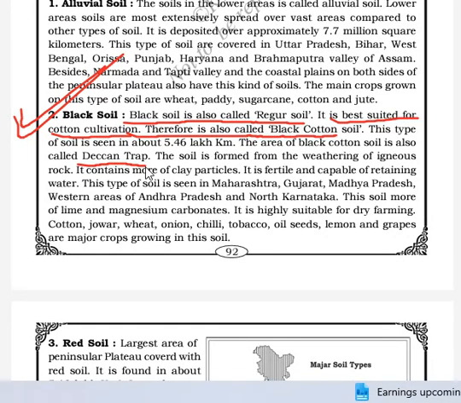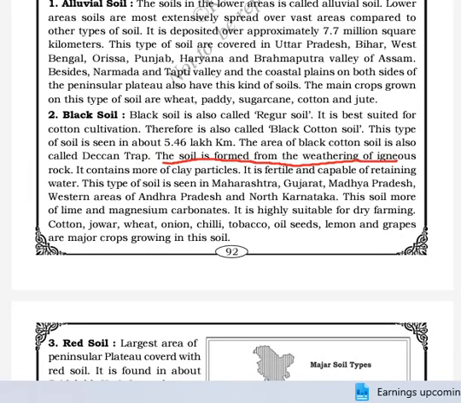We have read how soil is formed. Soils are formed by the weathering of rocks. We have different types of rocks like igneous rocks, sedimentary rocks, metamorphic rocks, etc. So, this black soil will be formed by which type of rock? Black soil is formed by the igneous rock. Remember that black soil is formed by the igneous rocks.